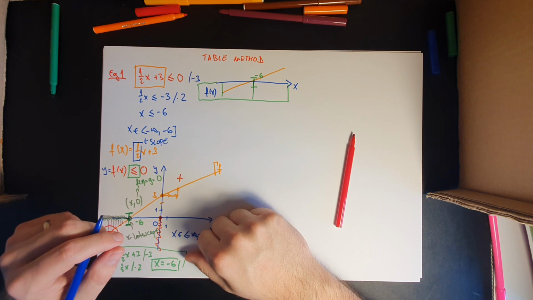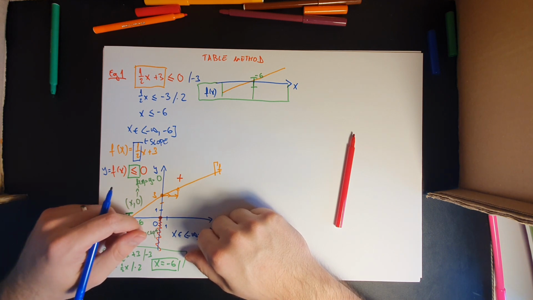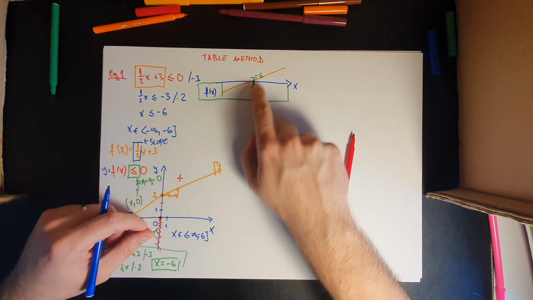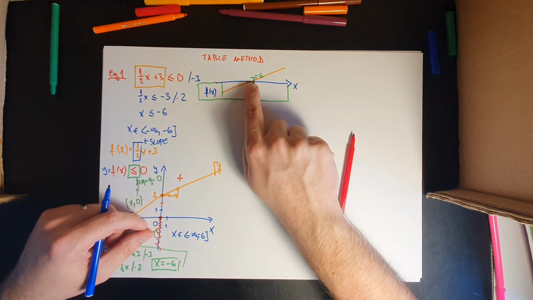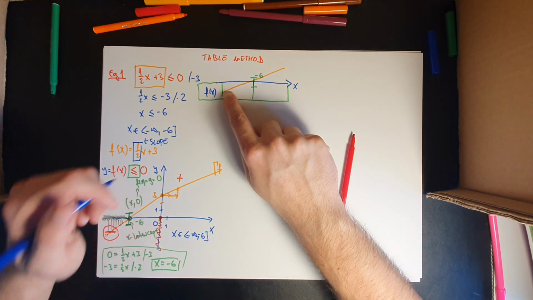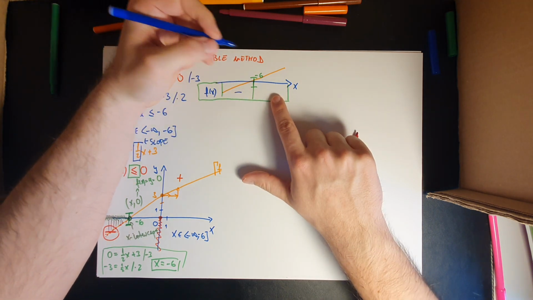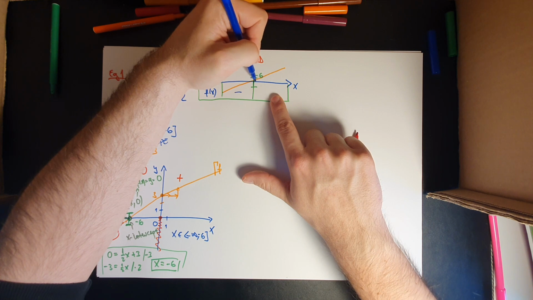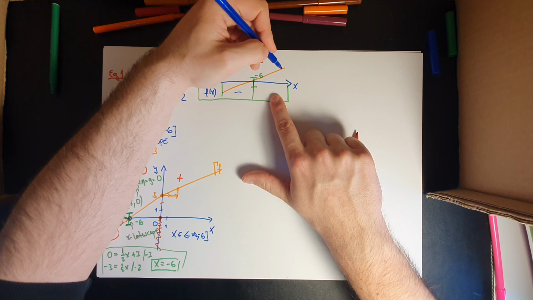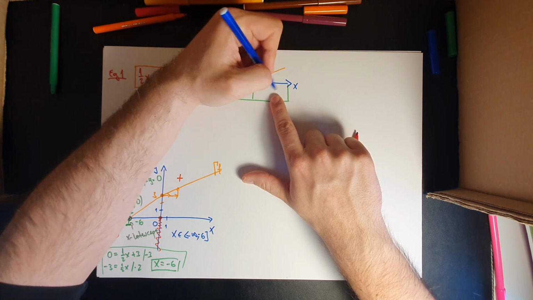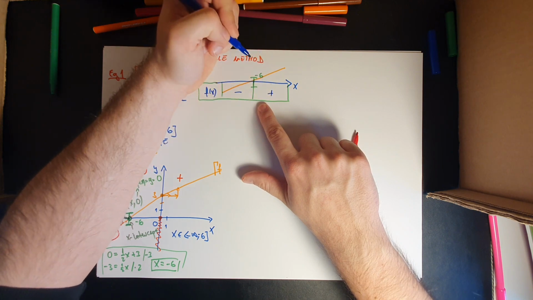Well, the sign: whether the values of the function are positive or negative. When you look at the line here, it is beneath the x-axis, so the values are negative here. On the right side, the graph is above the x-axis, so the values of the function are going to be positive.